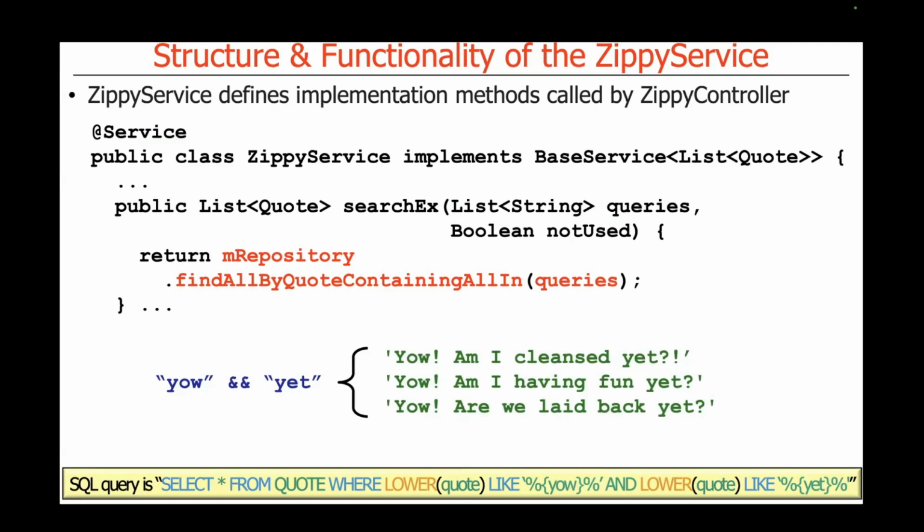So where we put Yao and yet, it's basically an and operation. All the elements in the queries list must match in a string for it to show up here as a result of this. And you can see what we get. Yao, am I cleansed yet? Yao, am I having fun yet? Yao, are we laid back yet? Because Yao and yet appear in all of those strings. So the corresponding SQL query that we actually write ourselves is selecting anything from quote where lowercase quote is like Yao and the lowercase quote is like yet.